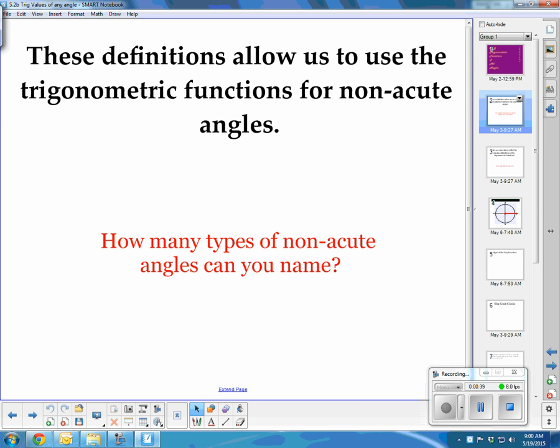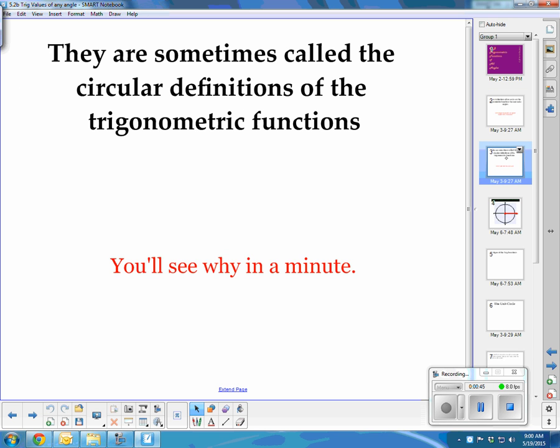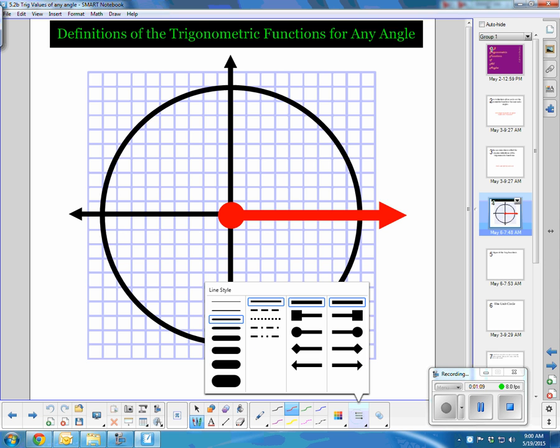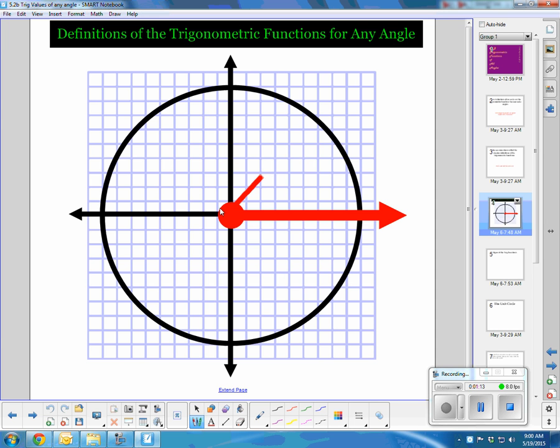Like I said, they allow us to make use of trig functions for non-acute angles. And sometimes we call these the circular definitions. That way we can designate them from the right triangle definitions as being slightly different. What we start with is a coordinate plane with a circle centered at the origin and some initial ray in some position. If I then draw some angle, let's call it some first quadrant angle, that we call theta, and we want to find the trig definitions here.